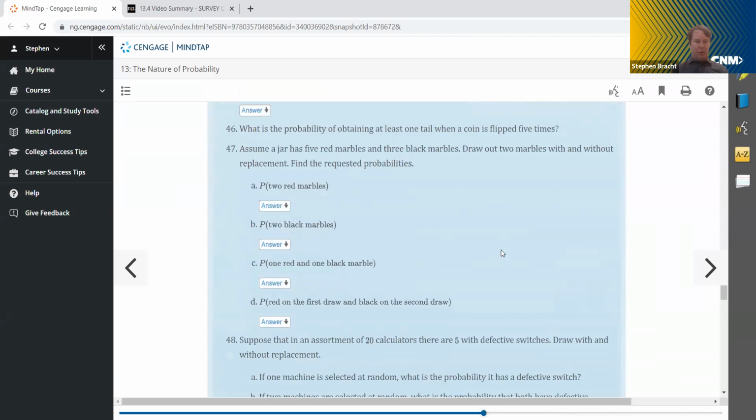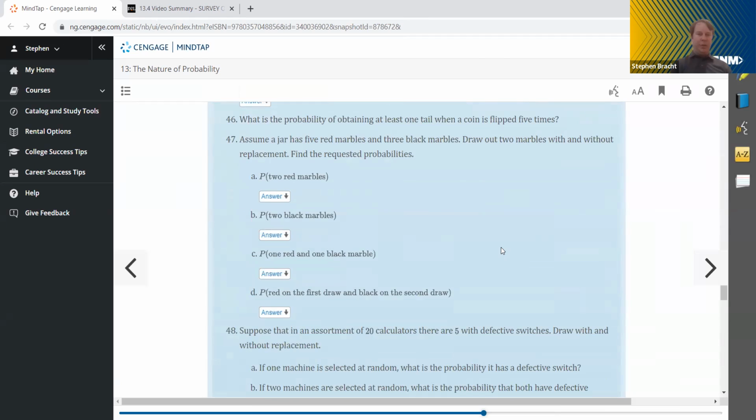One more problem we're going to go over here. It's problem 47, where we explore the concept of selecting an item with and without replacement. Okay. So assume a jar has 5 red marbles and 3 black marbles. Draw out 2 marbles with and without replacement. With replacement means you select the item and you put it back before you select another item. Without replacement means you select an item, in this case a marble, and you don't replace it. You set it aside somewhere before you select the second marble.